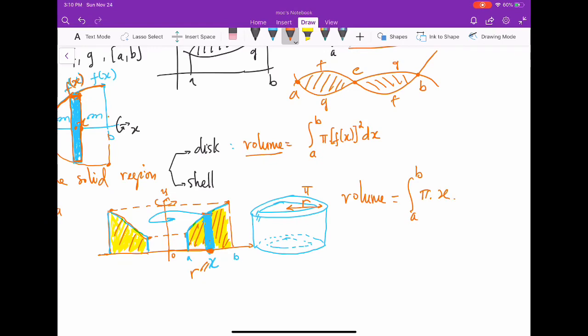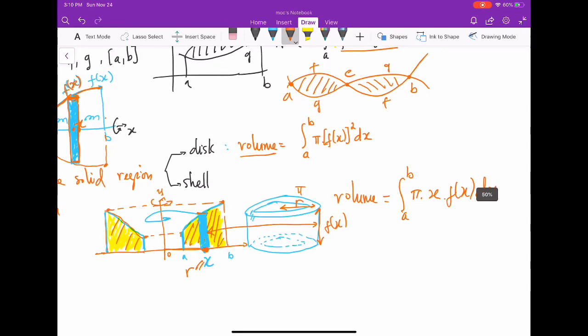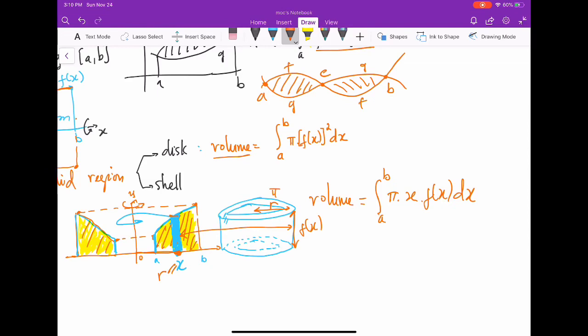And then what is the height of this guy? This is the height. The height is just equal to f of x, right? This guy is just equal to f of x. So 2 pi x f of x dx. So that is two formulas for the disk and the shell method. I repeat again, right? If you change the axis of rotation, the guy right here would be changed, right? Because when you rotate about the y-axis in here, the radius is just x, right? And that is equal to r, the radius. So that's why you have 2 pi r, which is the circumference of the circle, right? And then f of x is the height.